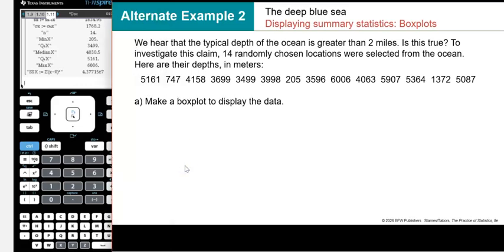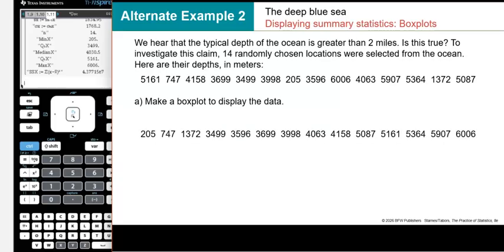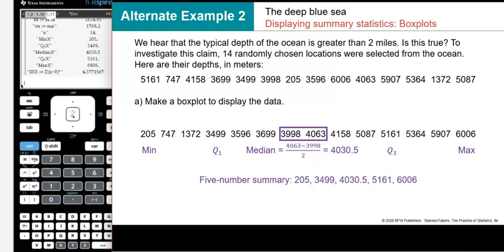If there's 14 terms, there's 2 in the middle. So if they order these and find the 2 in the middle, it would be the 7th and the 8th term. If you divide 14 by 2, 7, so it's the 7th and 8th. So right in the middle, you kind of draw your line there. That splits the data, so there's 7 on each side. So there is a middle of the bottom 7 and a middle of the top 7 numbers. That's your Q1 and Q3.